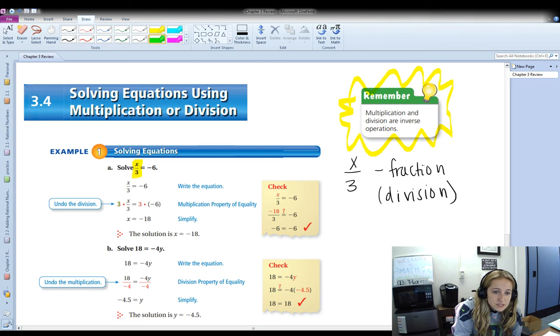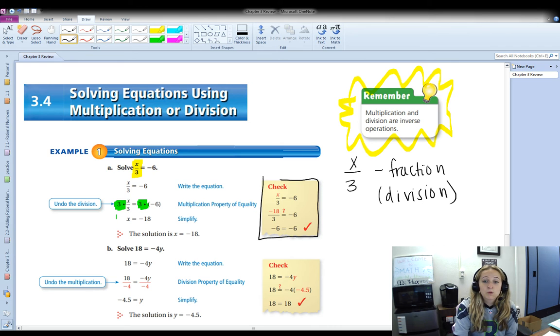Multiplication. So you see here, we're going to multiply by that number that's in the denominator, which is 3. So we multiply both sides by 3, okay? That is going to ultimately isolate the x and give me my answer, which is negative 18. But I don't stop there because I still have to check my work.